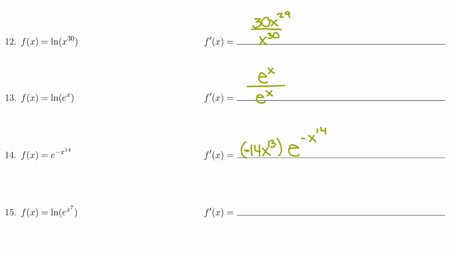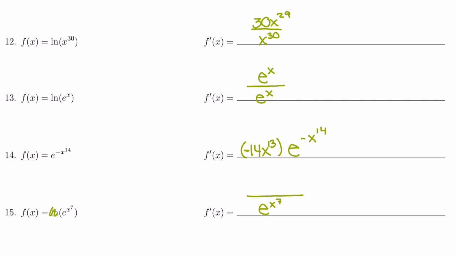Now let's combine those two rules. So for number 15, we have ln of e to the x to the 7th. I need to cover up the ln and think about derivative over original. Derivative of the inside over the original inside. So I can definitely ignore that ln for a second. It's not part of my derivative, but it tells me how to take the derivative. So I have the derivative of e to the x to the 7th over e to the x to the 7th.